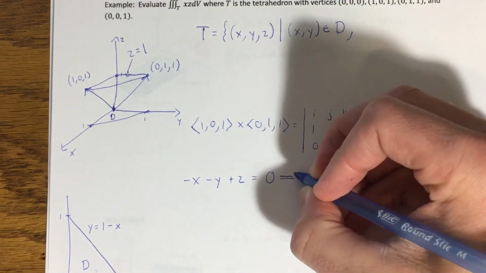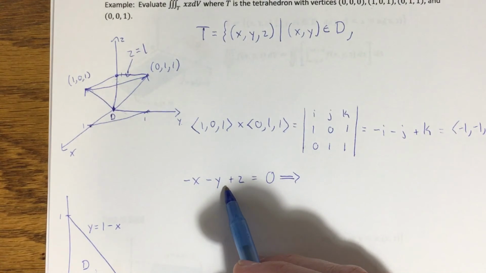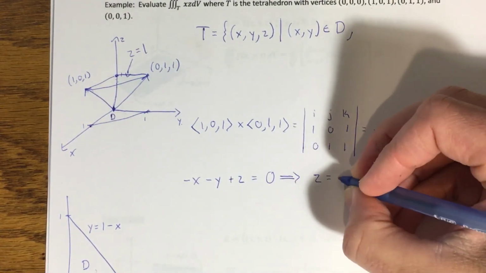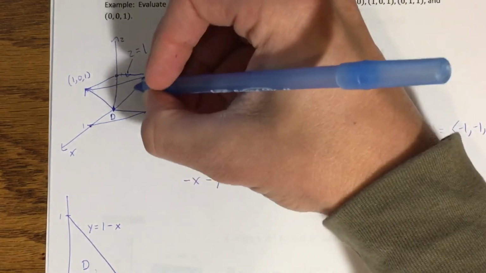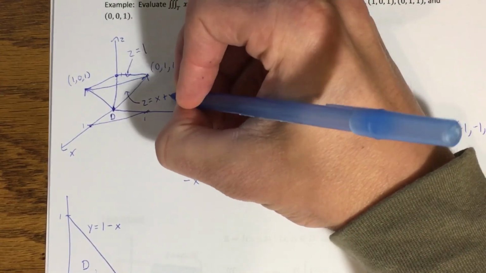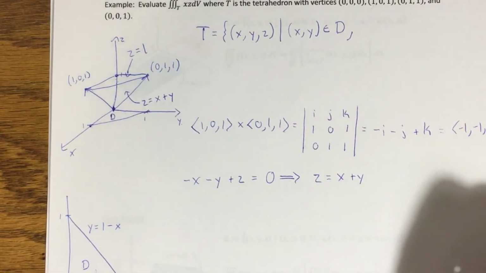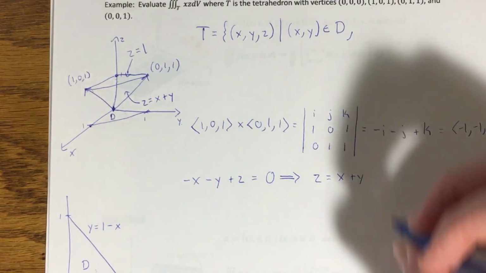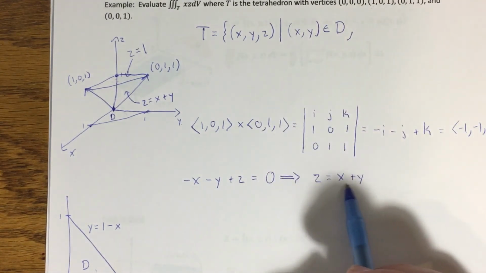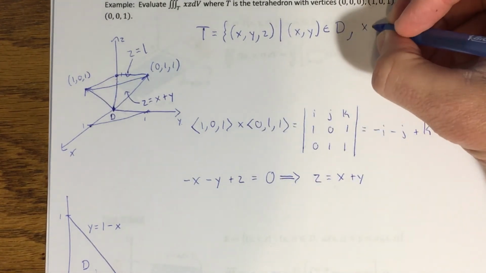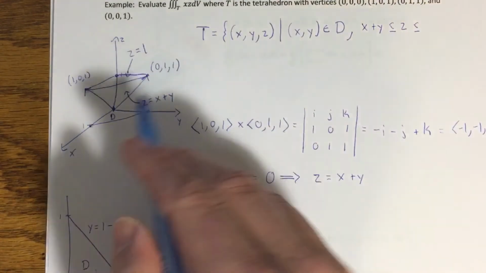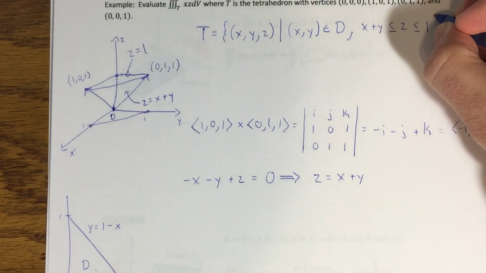But remember, I want this plane to be a bound for my function z. So I should solve this for z, giving me z equals x plus y. That's this face right here, z equals x plus y. That gives me bounds for my z, or limits of integration that I'll end up using for my z. So I'm going to say that z, remember this is the lower bound, is between x plus y, and the upper bound, that plane, is 1.